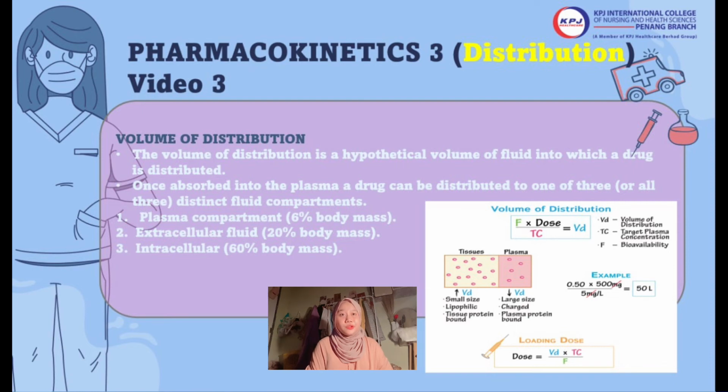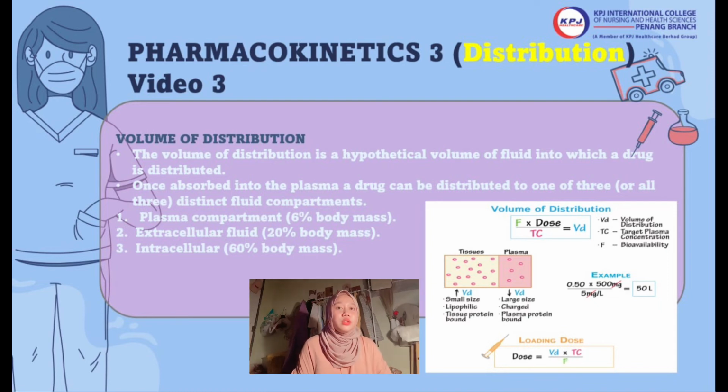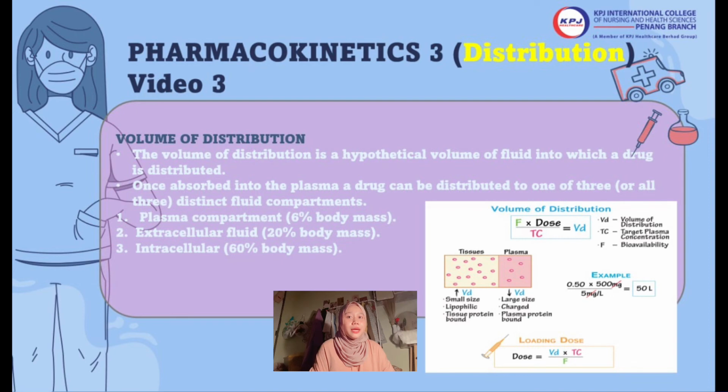The volume of distribution is a hypothetical volume of fluid into which a drug is distributed. When absorbed into the plasma, a drug can be distributed to one, two, or all three distinct fluid compartments, which are the plasma compartment, 6% of body mass, the extracellular fluid, 20% of body mass, and the intracellular fluid, 16% of body mass.